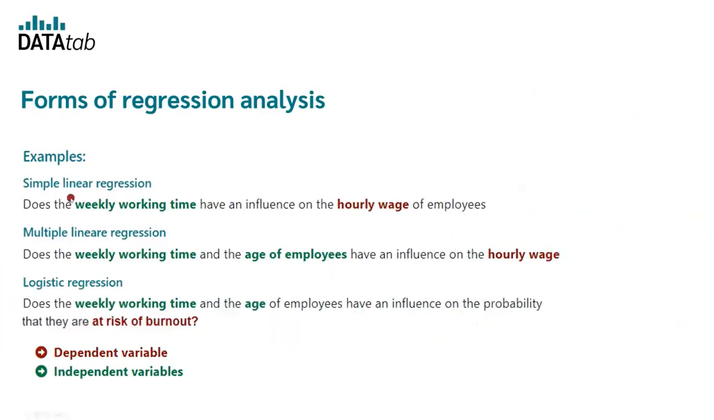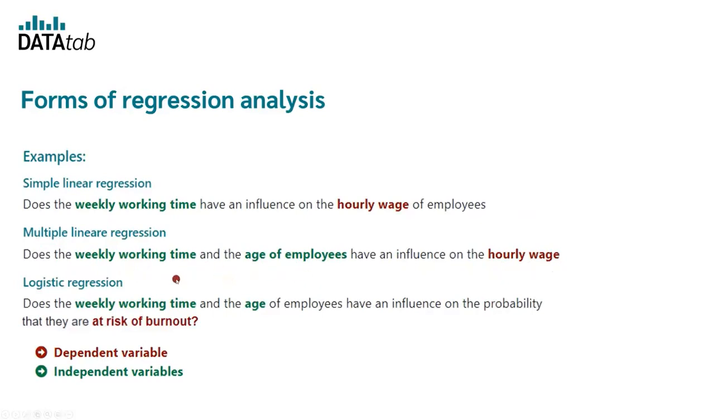There is the simple linear regression, and the question could be, does the weekly working time have an impact on the hourly wage of people? The distinguishing point is that we have only one independent variable in this case. Then there is the multiple linear regression. A question could be, do the weekly working hours and the age of employees have an influence on the hourly wage? In this case, we have at least two independent variables, so for example, weekly working hours and age.